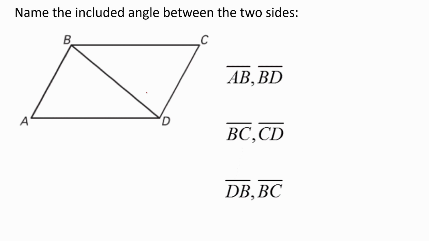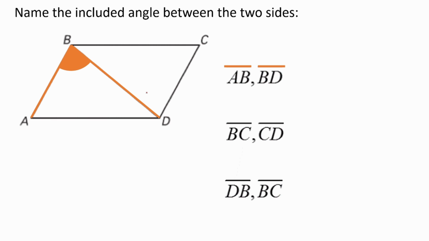So in my first case, I have the pair of segments AB, which is here, and BD, which is here. So those two are marked in orange. And the angle that is formed by that V shape is the angle right there, kind of up in the top left-hand corner by B.